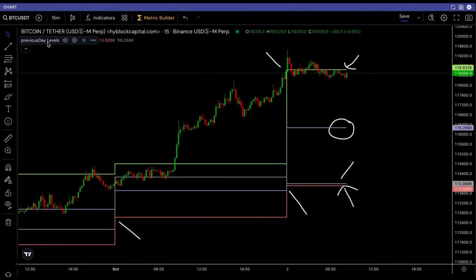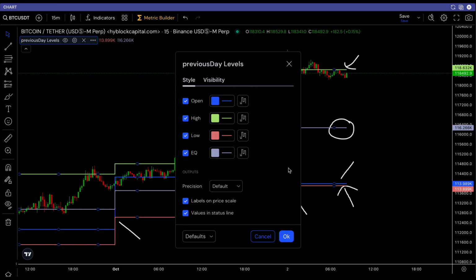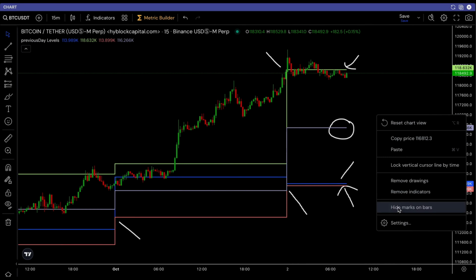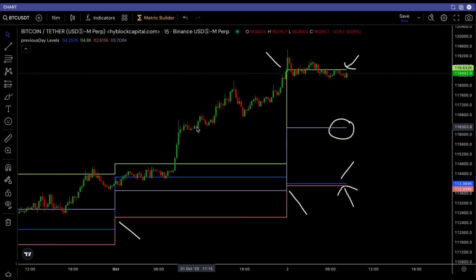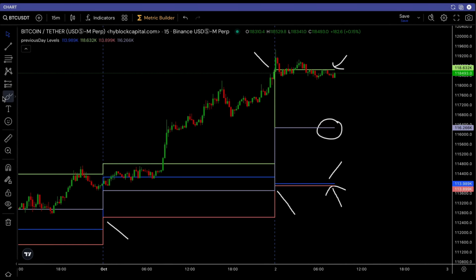You can customize the colors of these levels in the indicator settings. And to better separate days, right-click on your chart, go to Settings, and under Canvas, enable Session Breaks. This clearly shows where each new trading day starts.